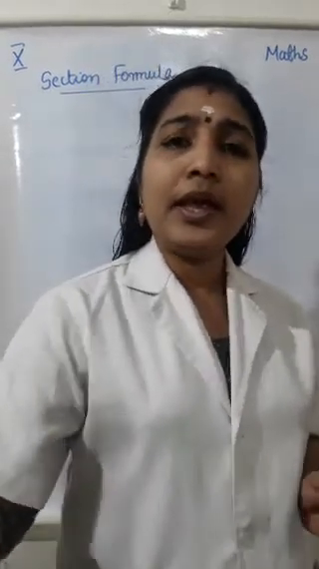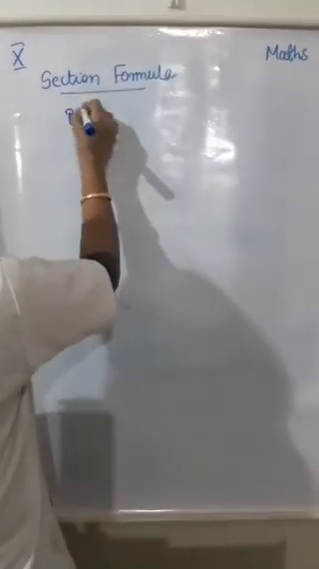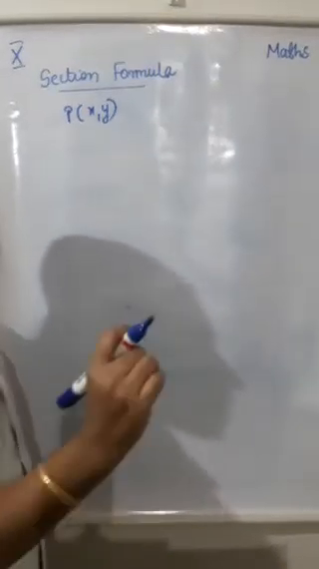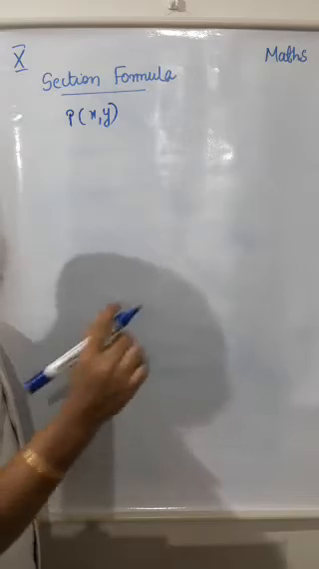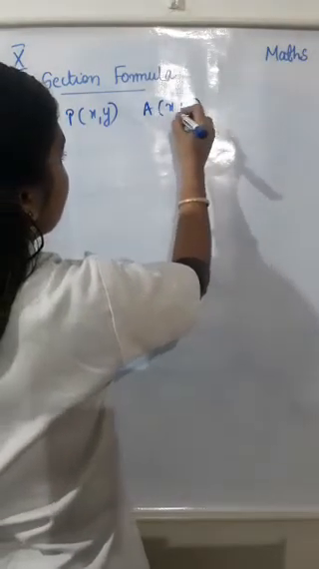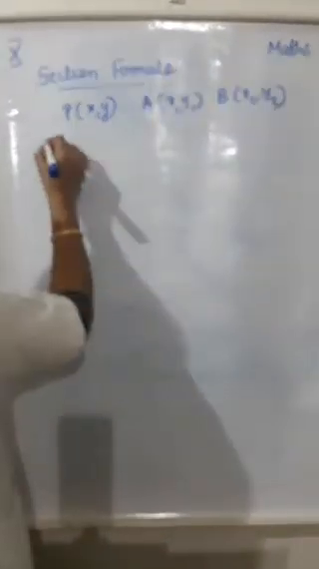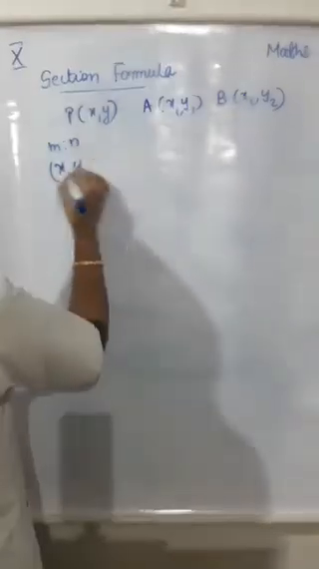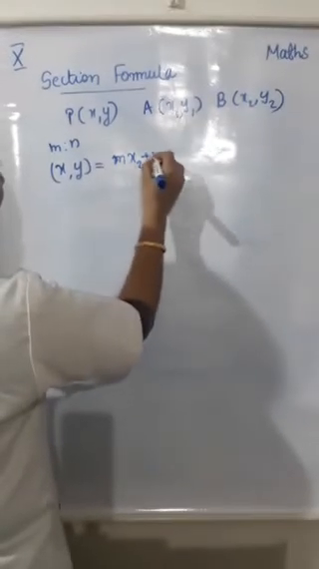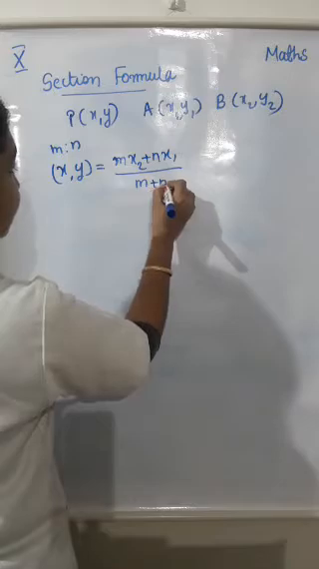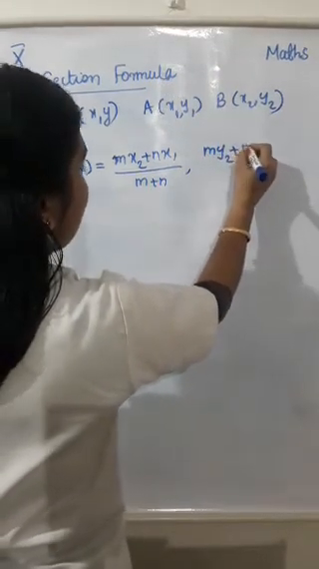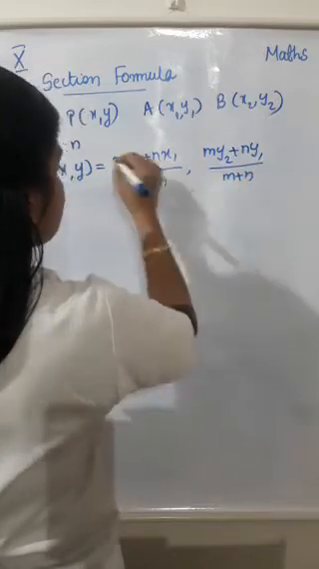Section formula. If a point P (x, y) divides the line joining the two points A (x1, y1) and B (x2, y2) internally in the ratio m is to n, then the point P (x, y) is equal to (mx2 plus nx1) divided by (m plus n), (my2 plus ny1) divided by (m plus n). This is the section formula.